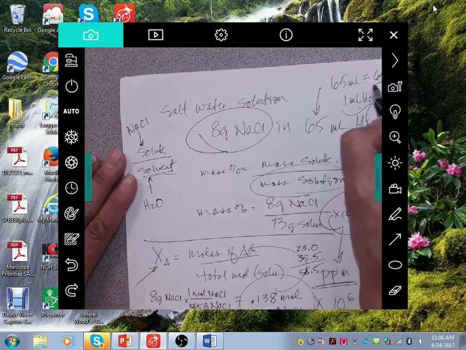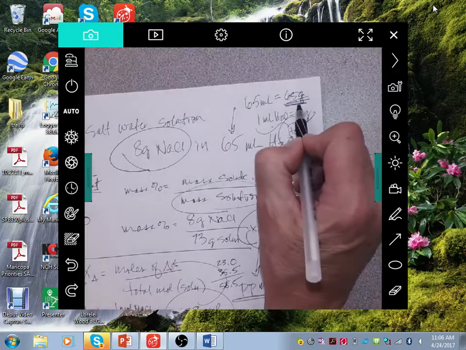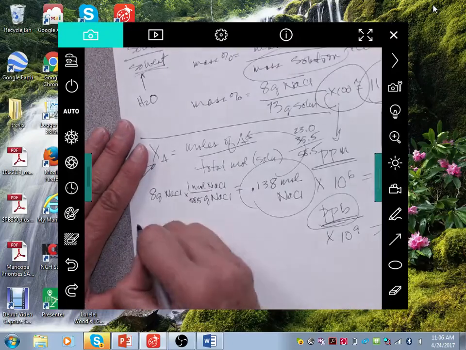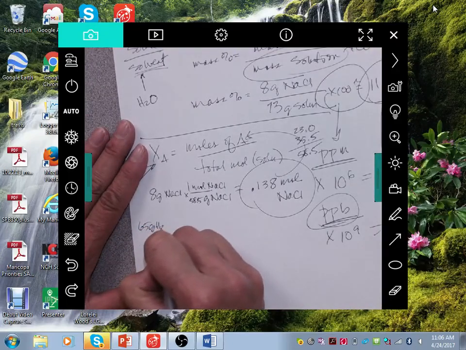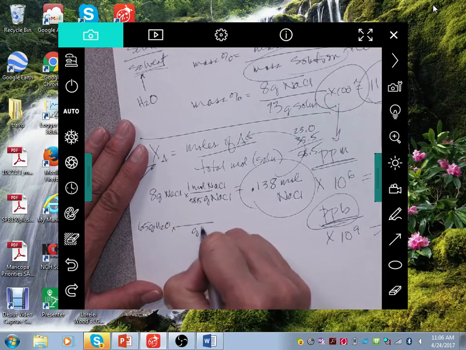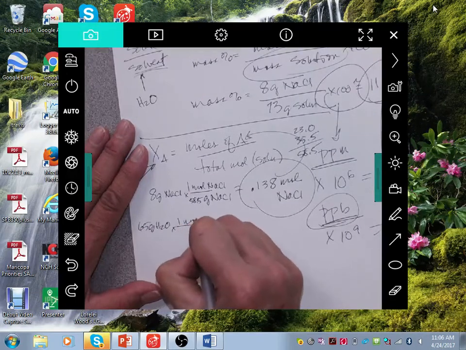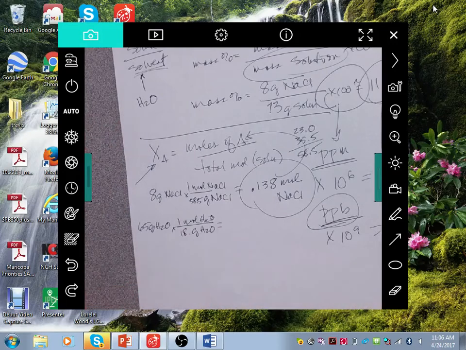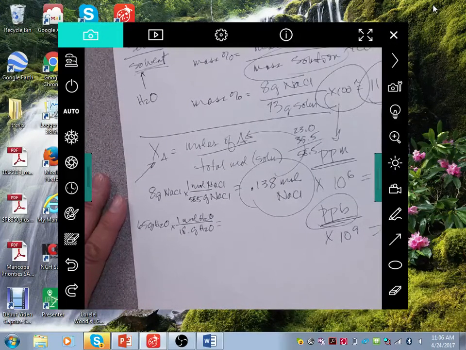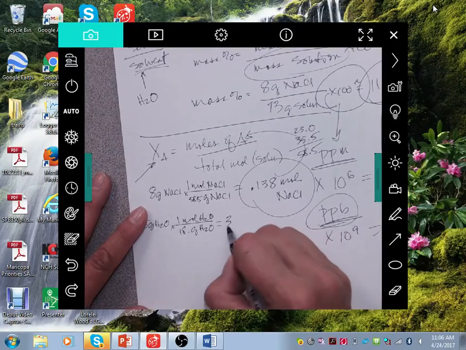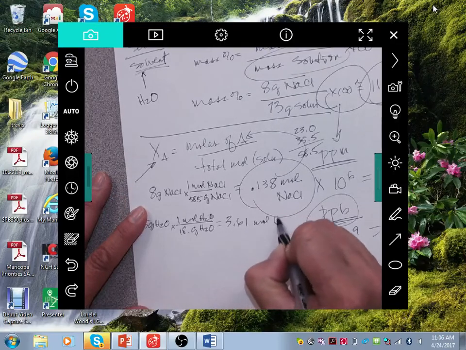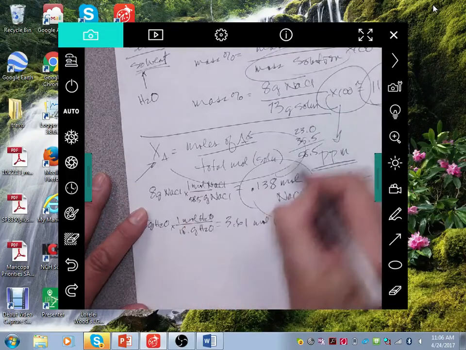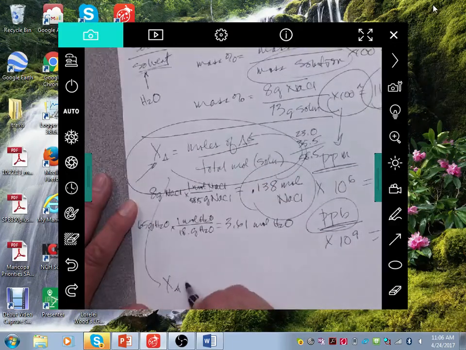I have to convert my water too. I've got to know how many moles of water I have, right? So I've got to take my 65 grams of water and go from grams of water to moles of water. Turns out water weighs 18 grams per mole. What's 65 divided by 18? 3.6 moles of water.